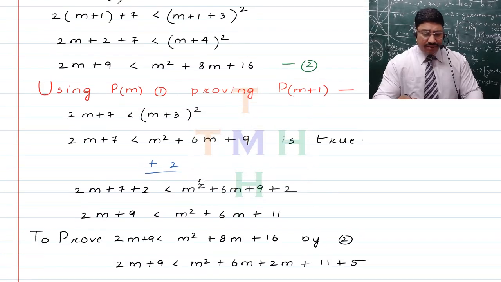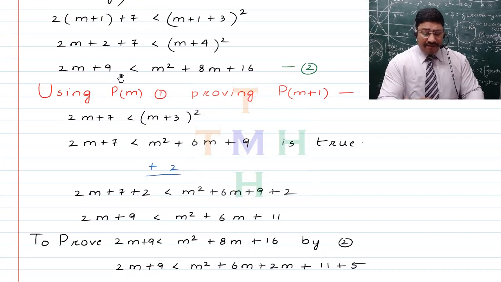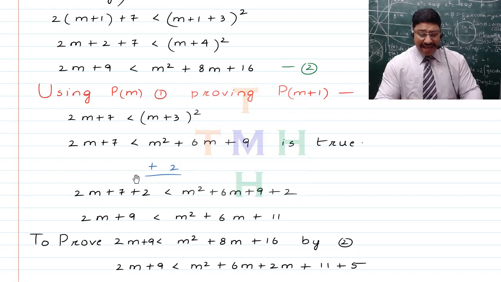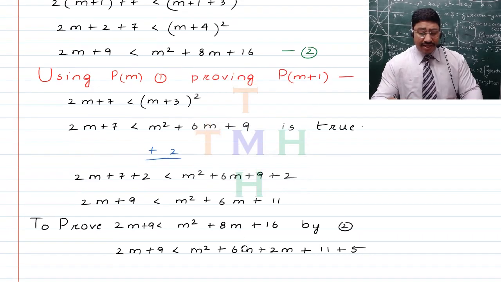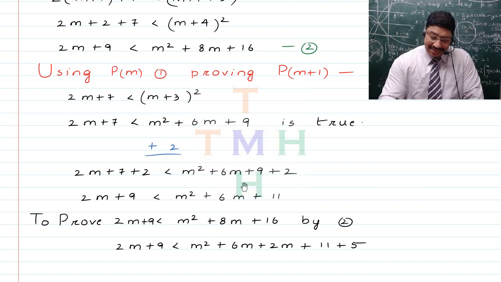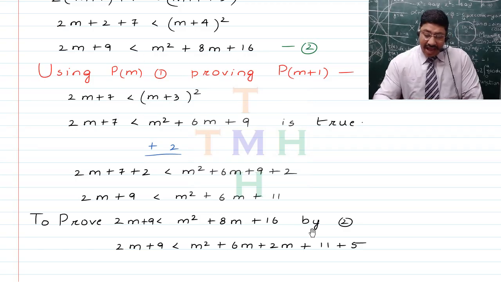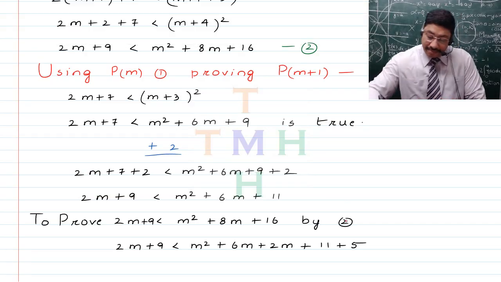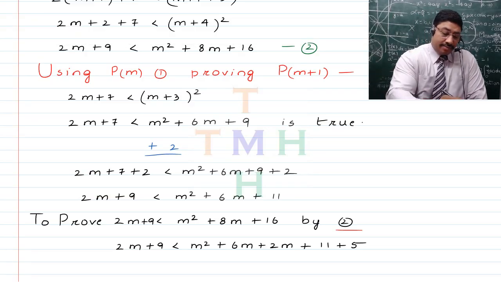Now since you find that in P(m+1), when you add 2 more, you will get 2m plus 9. As such, 2 was added to both the sides of the inequality which is already true, that is inequality number 1. We get this. Now we bring in what we have to prove, that is P(m+1), which is 2m plus 9 to be less than m square plus 8m plus 16, and we write that down, and that is by inequality number 2.